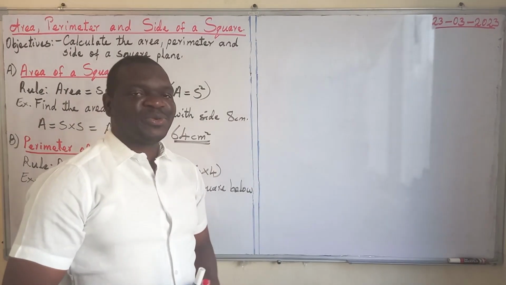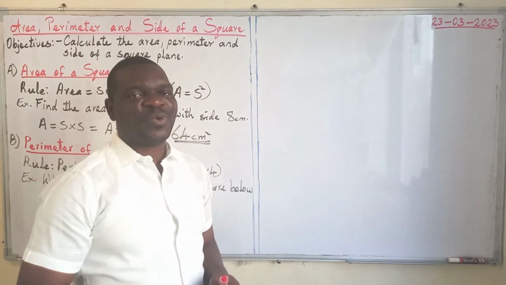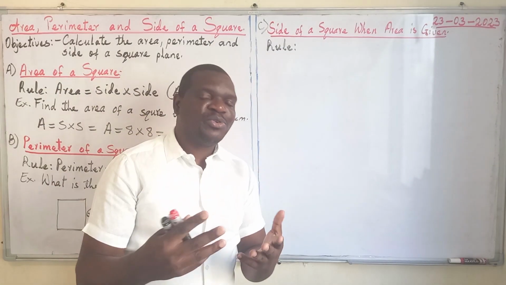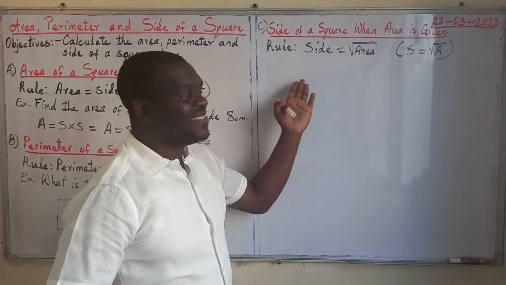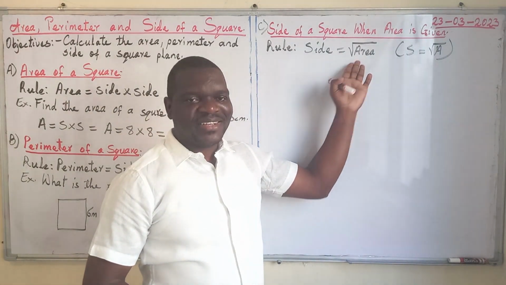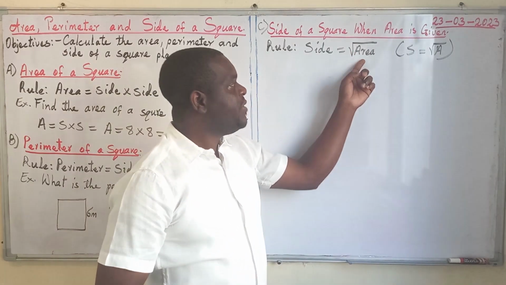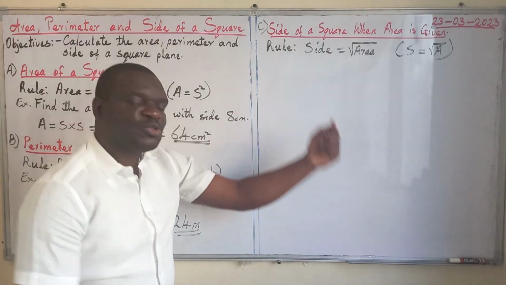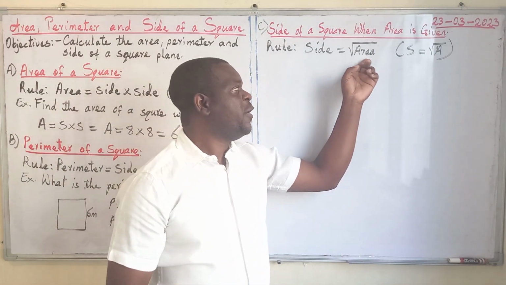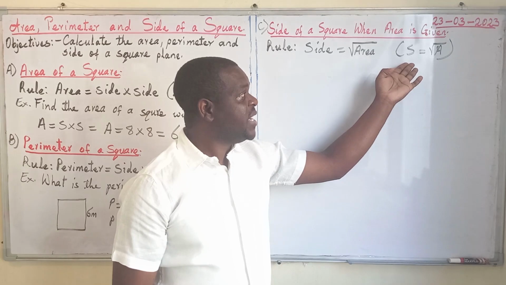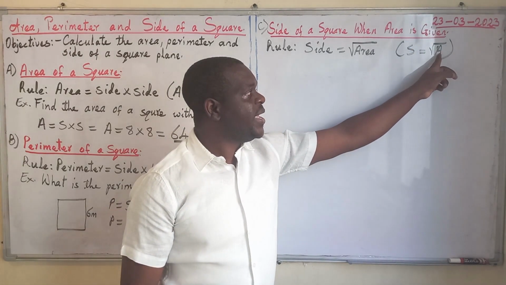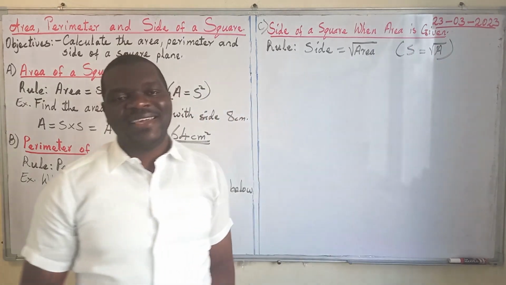The next aspect will be the side of a square. Side of a square when area is given. How do you calculate the side? The rule states that side will be equal to the square root of the area. Remember that to find the area, you square the side. So to come back to the side, you simply find the square root of the area. And in simple terms, you can just write it as S equals square root of A, where A is the area and S is the side.